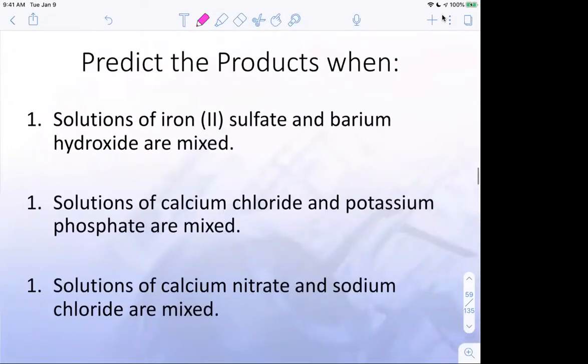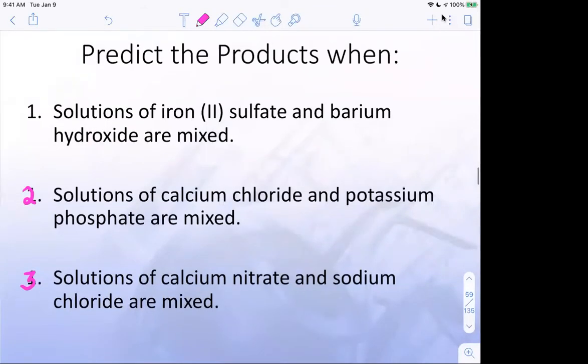All right, so let's practice. And this would be 2, and this would be 3. Let's say I want to mix solutions of iron 2 sulfate. So iron 2+, and then sulfate is SO4 2-. So I have FeSO4. And I want to look at my solubility rules to determine the state of this. So if I look at my solubility rules, I have all sulfates are soluble except for, and iron is not an exception, so this is going to be aqueous.